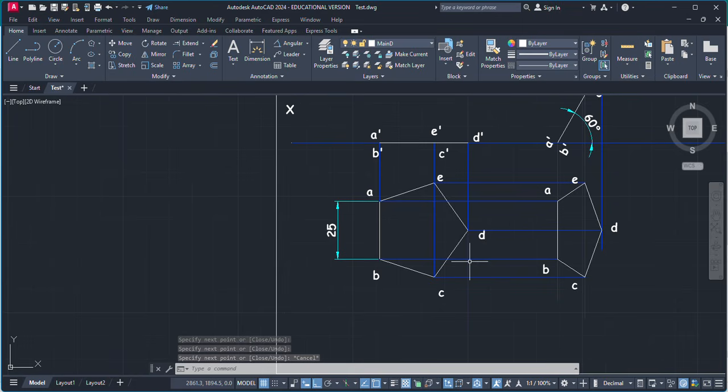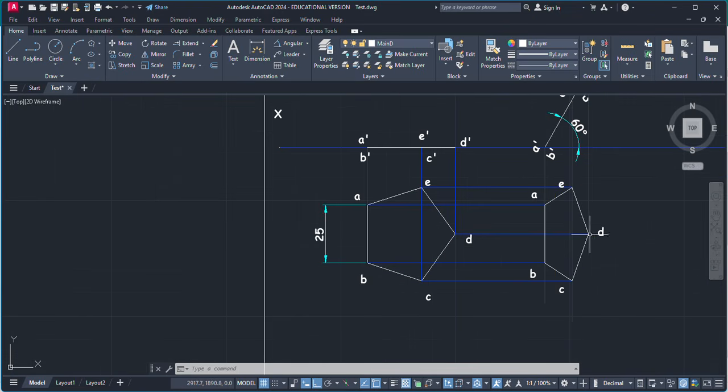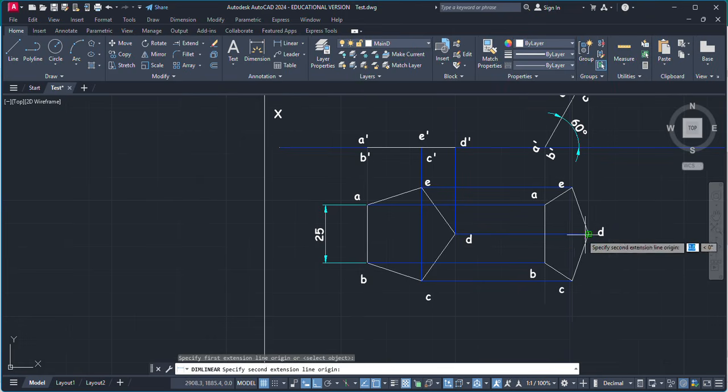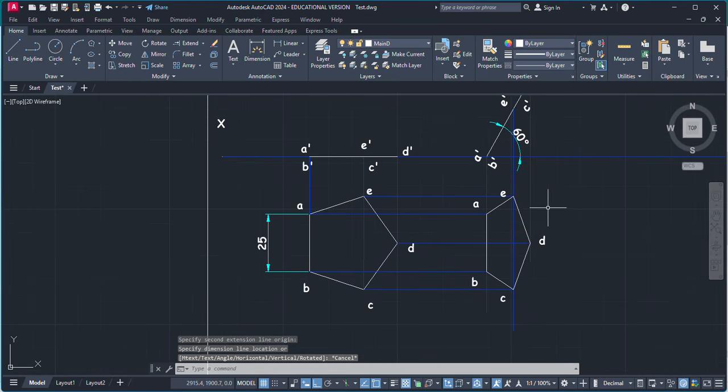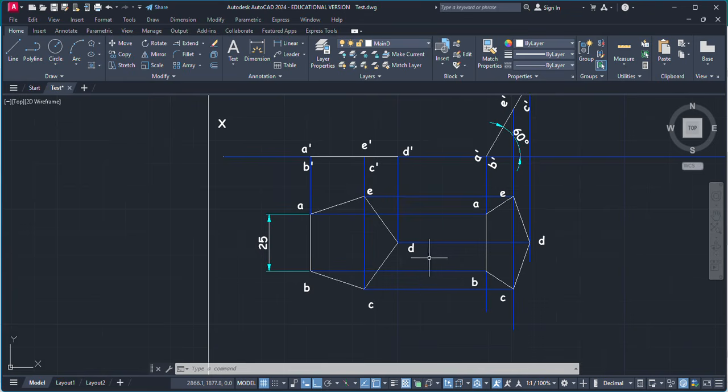When our surface is inclined at 60 degrees with HP, then the resulting top view will be a little shorter. You can check the distance from this point to this point is 19.22 and originally it was 38.5. So this is how the length has changed, and if you compare this with the original one, you can see this pentagon is compressed after rotation. It looks like a compressed pentagon.